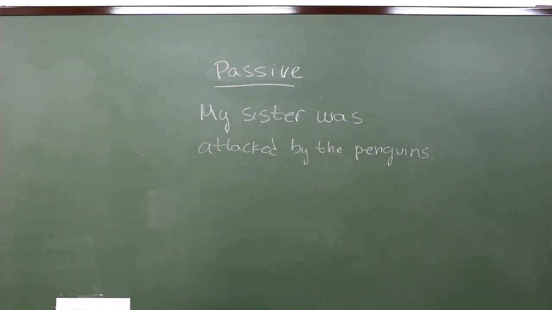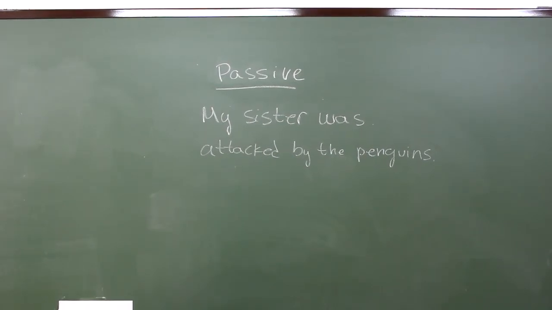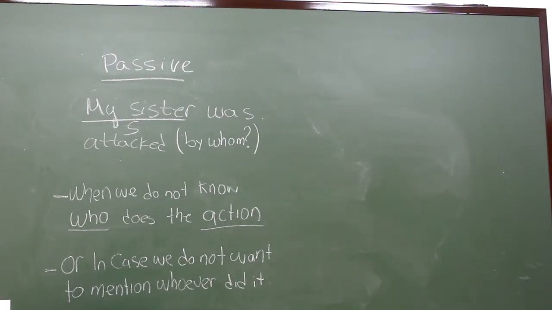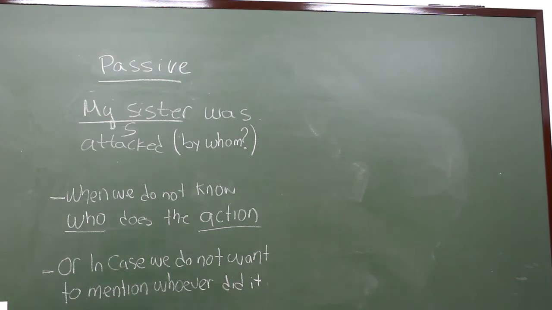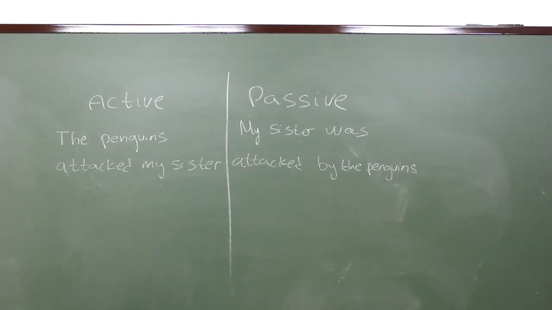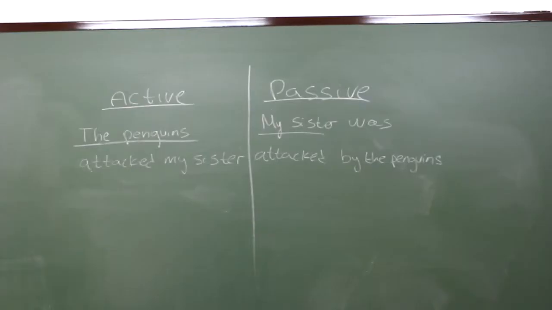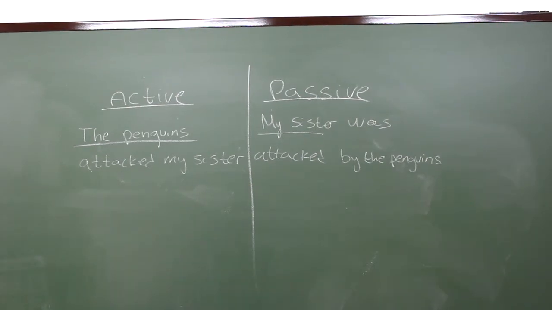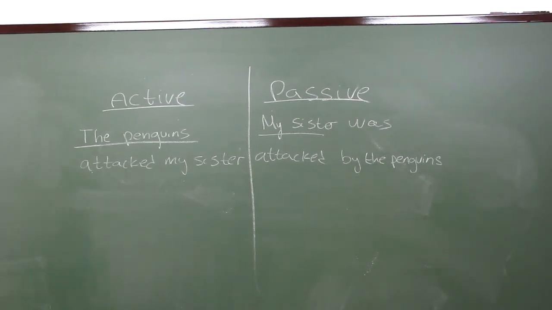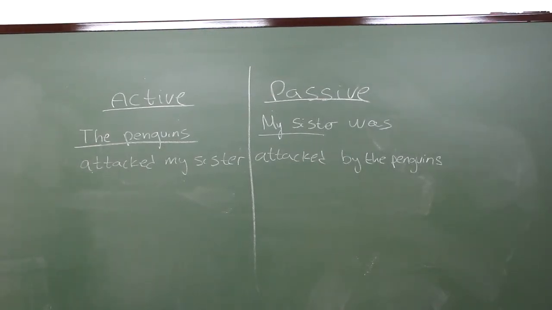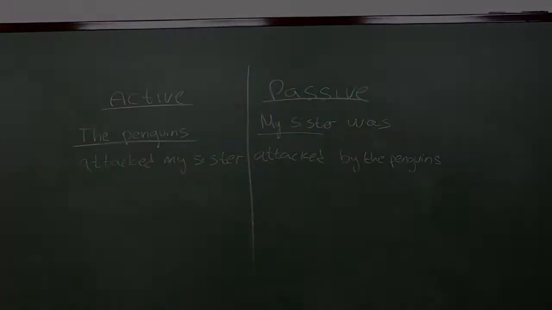However, in the passive voice, the person or thing that receives the action is emphasized and not what does the action. The passive voice can also be used when we don't know who does the action, or just in case we don't want to mention whoever did it. For instance, my sister was attacked by the penguins. In contrast to the previous example, in the passive voice, the person or thing receiving the action, my sister, is emphasized, becoming the subject of the sentence, and penguins becomes the agent complement of the sentence.